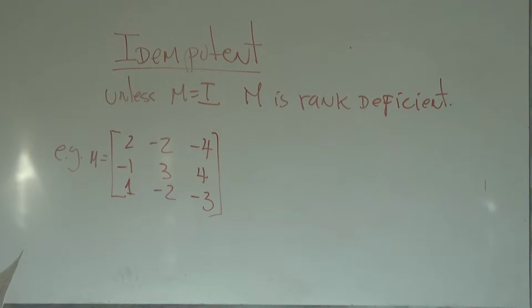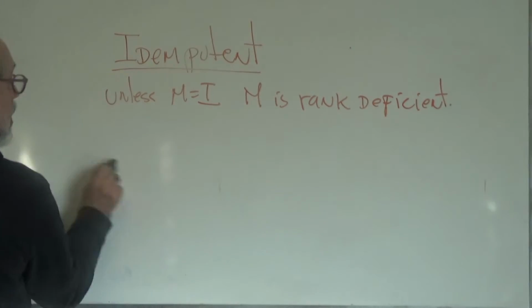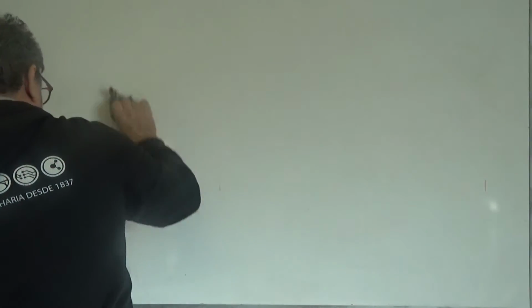Then, as I said, they are always rank deficient, which means that at least one of its eigenvalues is 0. Okay? So that's idempotent. The next one on the potent list is nilpotent. And nilpotent actually shows up even more than idempotent in identification in my personal experience.